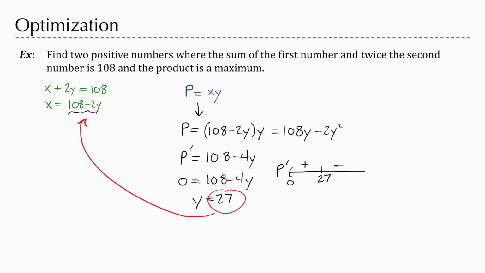Because at the end of the day, the answer to this problem is going to be a value for X and Y, right? The two positive numbers. So again, we already know that the Y value is 27, and when you plug it in over here and figure out the X, we get the value for X to be 54.